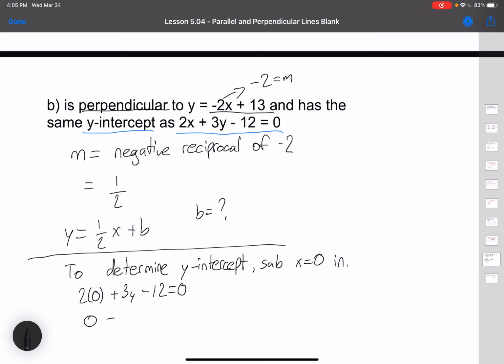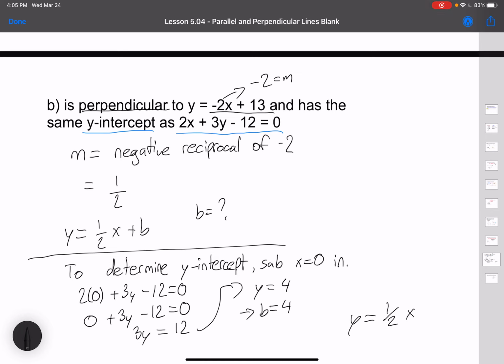So the first part is just 0 plus 3y minus 12. Move things around, you'll get 3y equal to 12. And then divide by 3 each side, and you will get something like y equal to 4. So that is actually our b value then, because that's the y-intercept. And so we can write down our equation as y equal to 1/2 x plus 4.